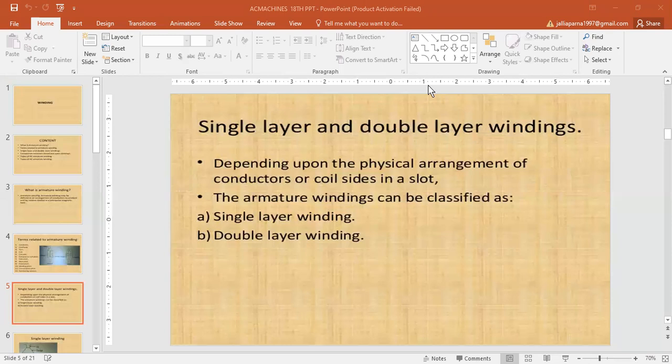Single layer winding is the winding in which only one conductor or one coil side is placed in each armature slot. Such a winding is not much used.